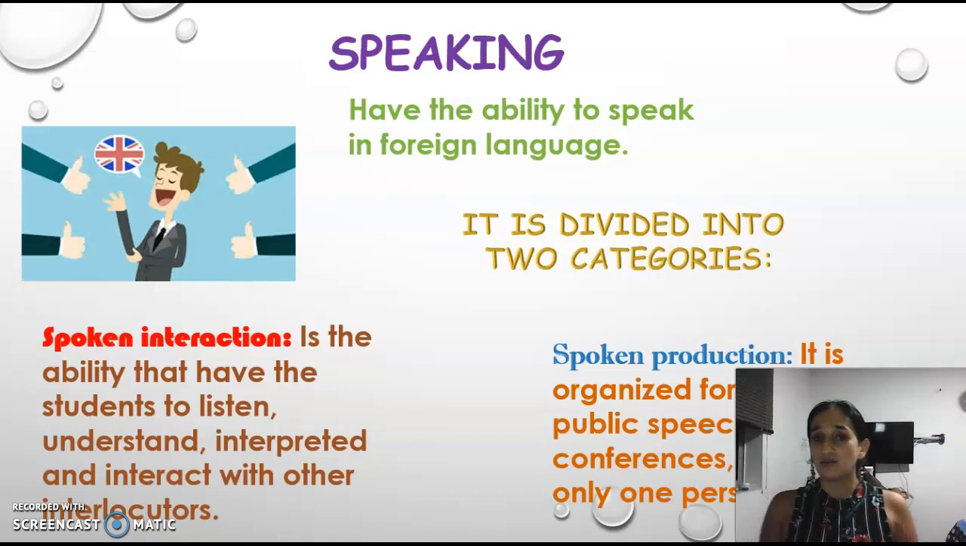Speaking is the ability to speak in a foreign language. It is divided into two categories. Spoken interaction is the ability that the student has to listen, understand, interpret, and interact with other interlocutors. Spoken production is organized for presentations, public speeches, conferences, etc., but there is only one person speaking.